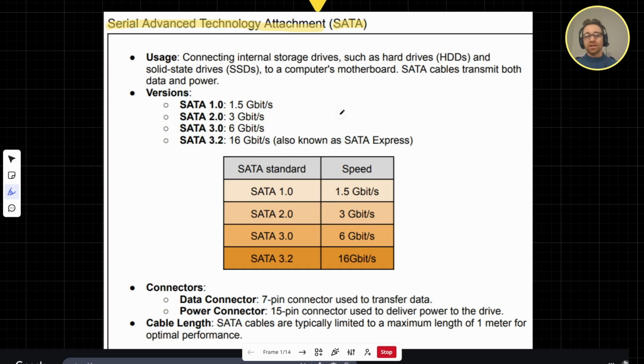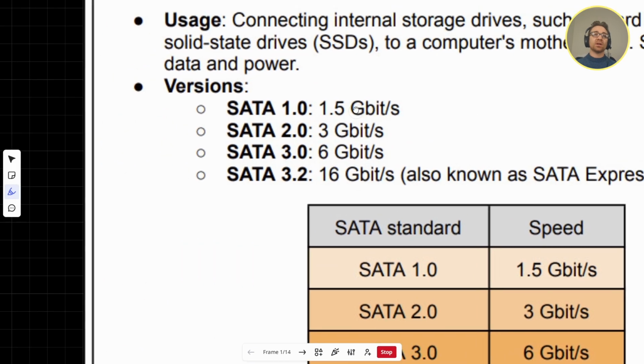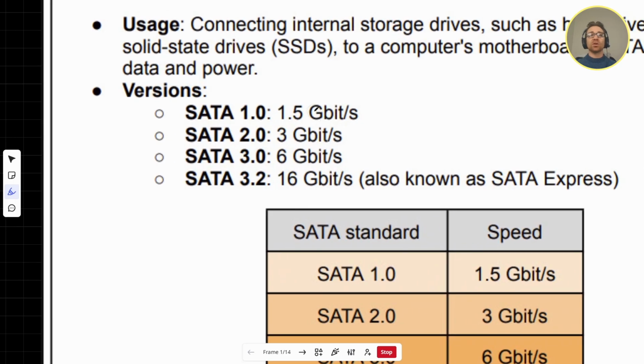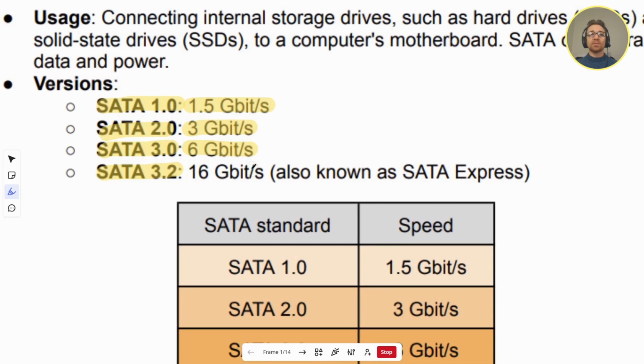What we may not know is the speeds of the different standards of SATA, and you do need to know this, guys. Sorry to tell you, there's a lot of info to take in on this one. You may need to pause the video a few times. SATA 1.0 transmits 1.5 gigabits per second. SATA 2.0 transmits 3 gigabits per second. SATA 3.0 transmits 6 gigabits per second. SATA 3.2 transmits 16 gigabits per second. That's also known as SATA Express.